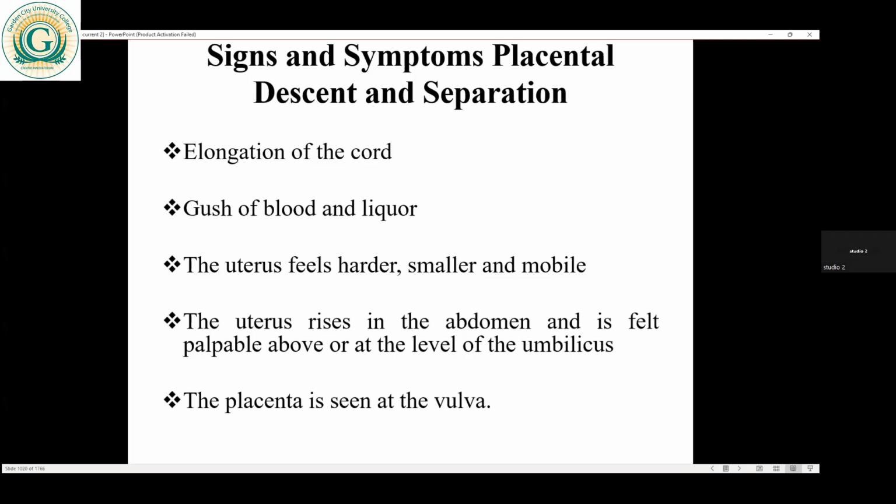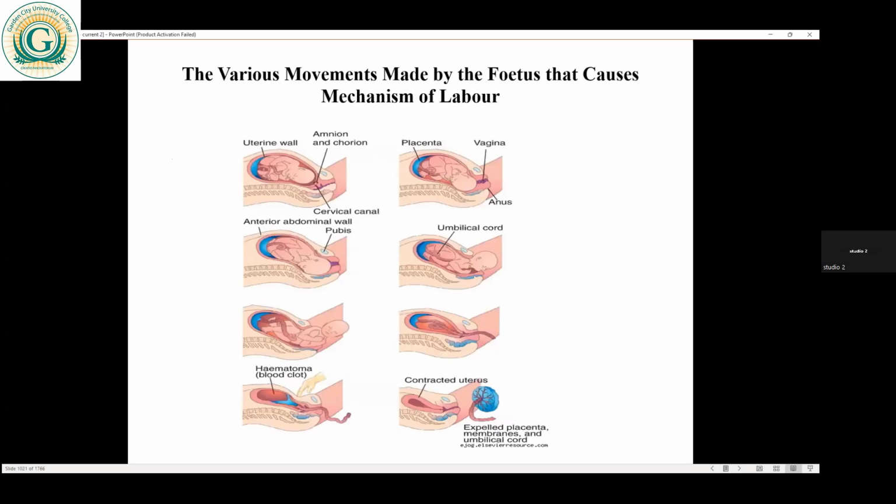Then look at this picture. I want you to admire it. That is the mechanism, the movement of the baby. It starts from here, and it is a series of various movements made by the baby. It starts from here, and then the baby is coming here. That's the placenta, and the vagina here. That's the anus down here. Then the head is at the anterior abdominal wall. Look at the baby here.